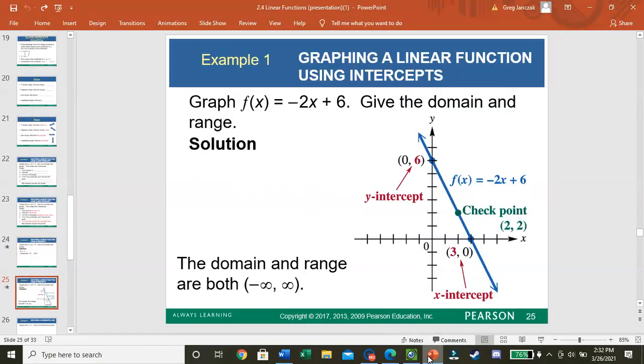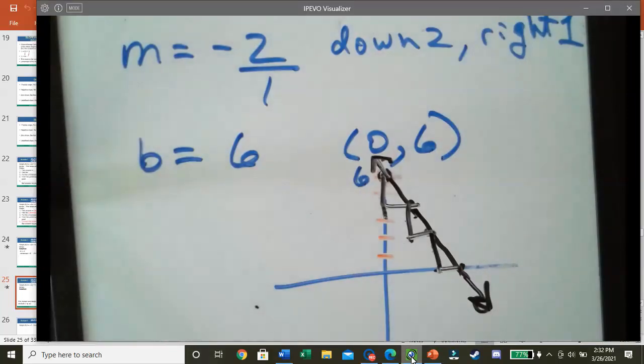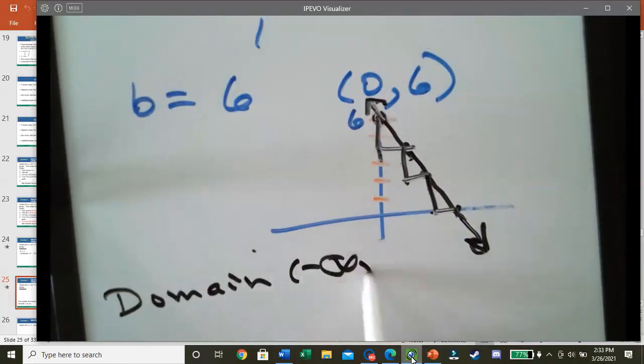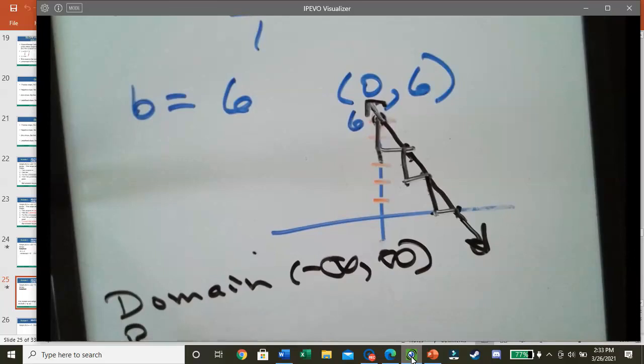So that's what that graph looks like. The domain and range are both negative infinity to infinity. The line is going to keep going up and to the left forever, down and to the right forever. So we can say that our domain is negative infinity to infinity, and the range is also negative infinity to infinity.